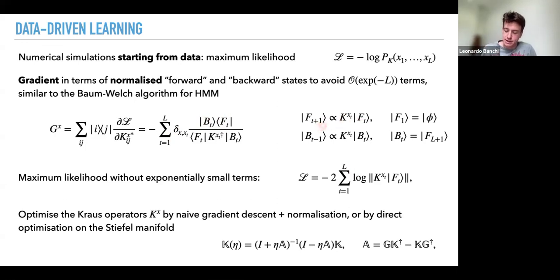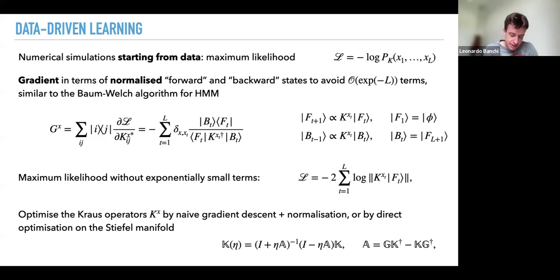These are the forward states, and then you get the backward states: you start from the last F, and then you go backwards in time to construct these B operators. And once you have that, the G is written as a sum of these operators. So you can get the gradient without exponentially small terms, but you can also get the maximum likelihood using the normalization factors from these forward operators. And again, these are not exponentially small, so you can get everything in a reliable way.